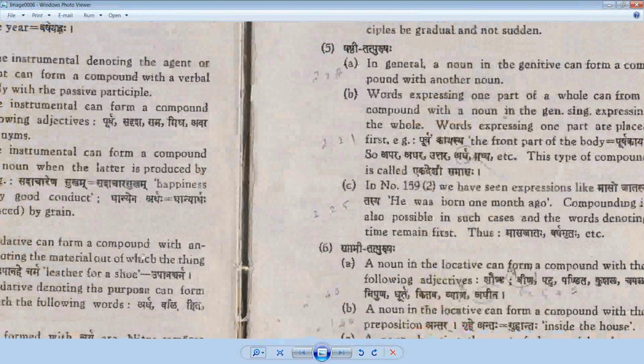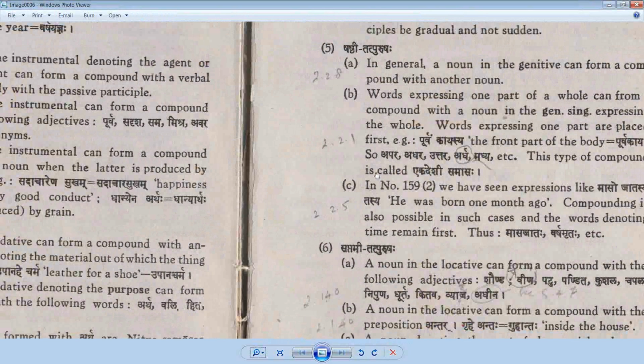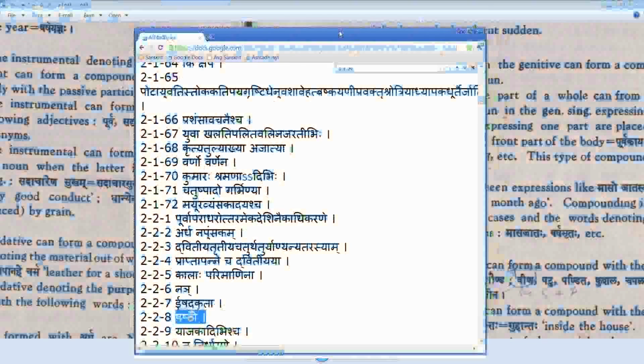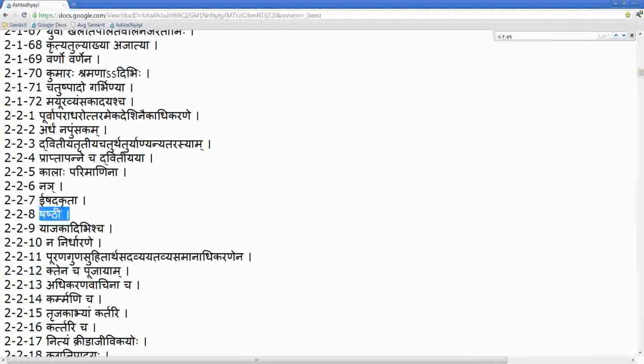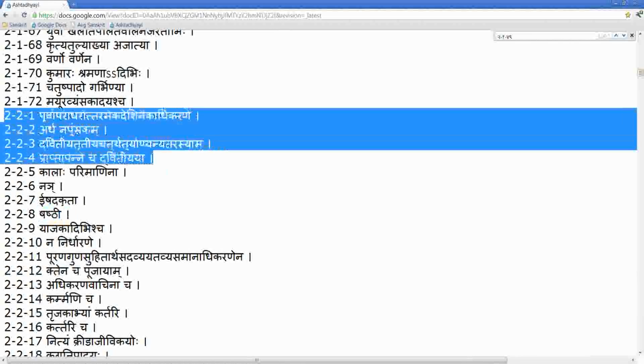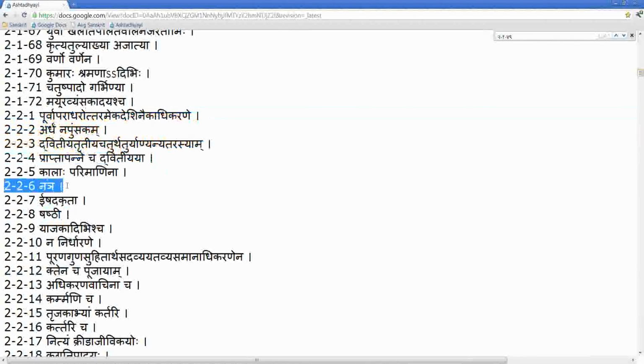From 2.1.49 start Karmadharaya compounds. Now Shashthi Tatpurushaha will start mainly from 2.2. There are some special compounds. So let's just start from 2.2.1 itself. Even though Shashthi is 2.2.8, from here itself Panini has these different things. And there are some special compounds here, but Nyan Tatpurusha is also a special compound. This is very special. This is not Shashthi, another special compound. And Shashthi Tatpurusha starts from 2.2.8.